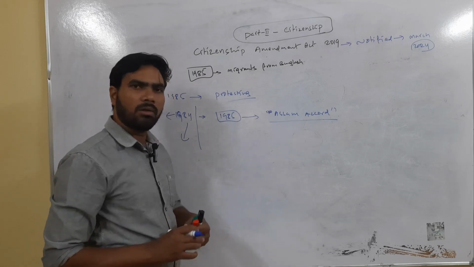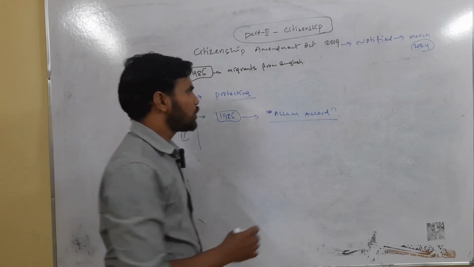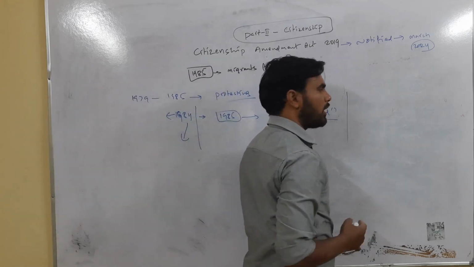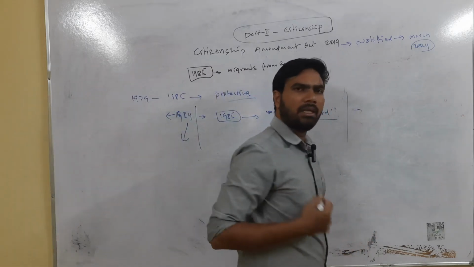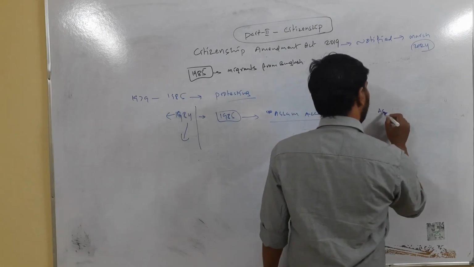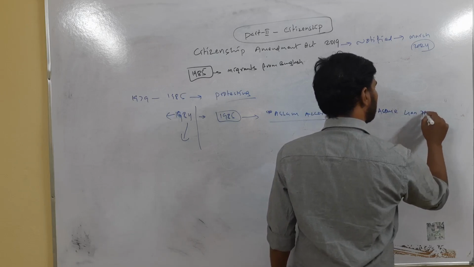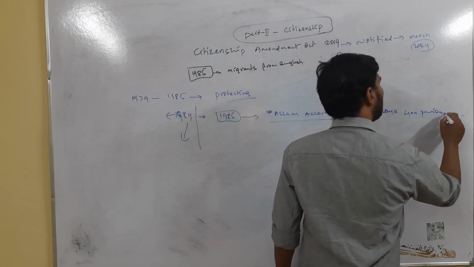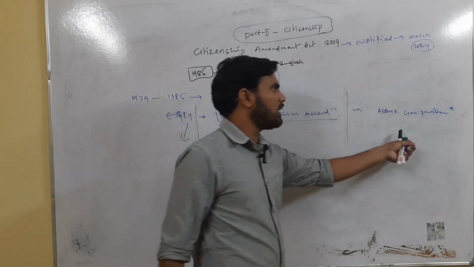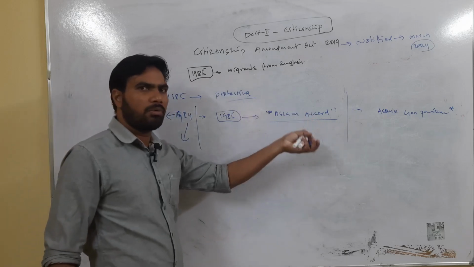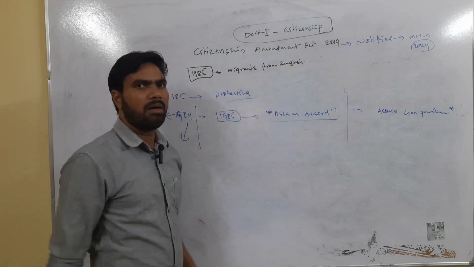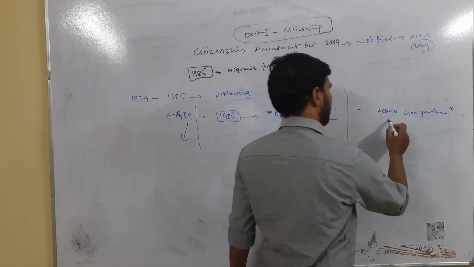On this assurance, the student leaders stopped their protest and converted themselves into a party called the Assam Gana Parishad. Now you will understand, obviously, this is the party which has a dominant position even now. The Assam Gana Parishad (AGP).